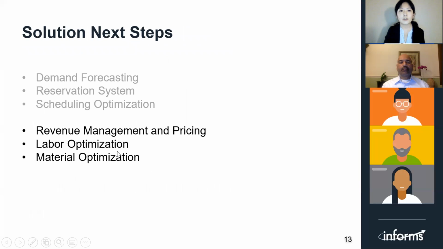So these are our solutions for the problem: demand forecasting, reservation, and scheduling optimization. With those foundations, we can also consider managing the revenue using pricing and optimizing the labor and material, to better help the business generate more revenue and maximize the value from the resources.